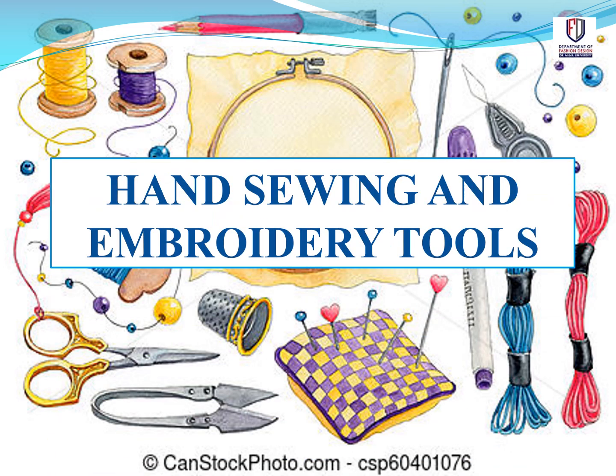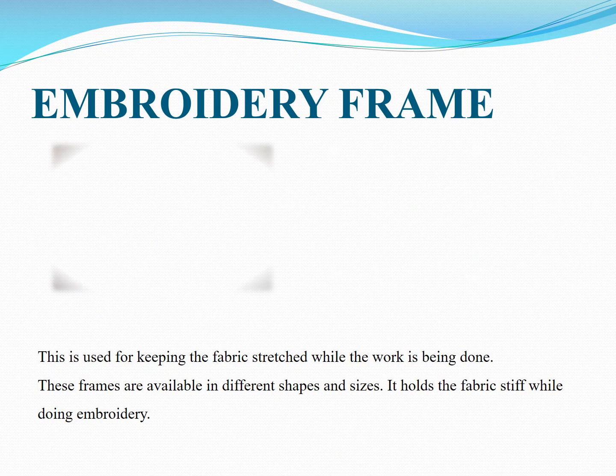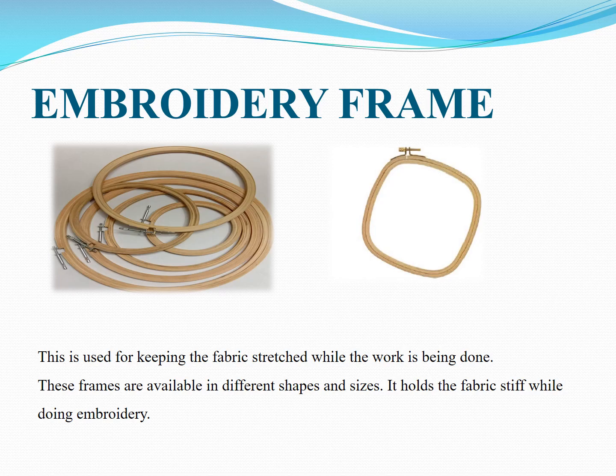Let's learn about different types of hand sewing and embroidery tools in the upcoming slides. Embroidery frame. This is used for keeping the fabric stretched while the work is being done. These frames are available in different shapes and sizes. It holds the fabric stiff while doing embroidery.